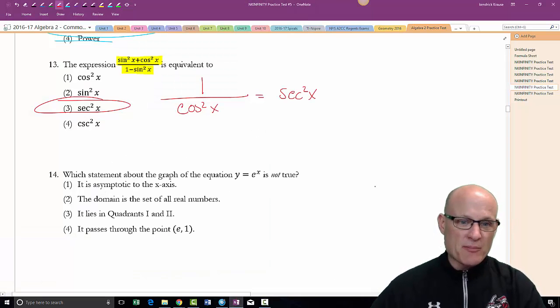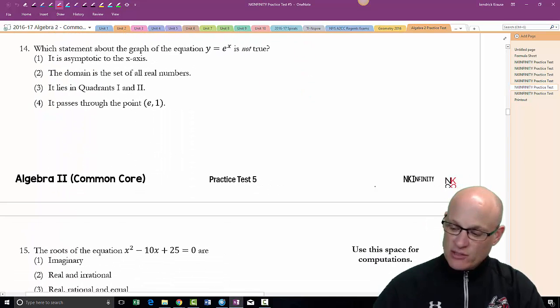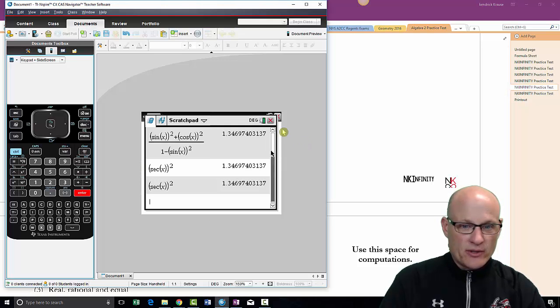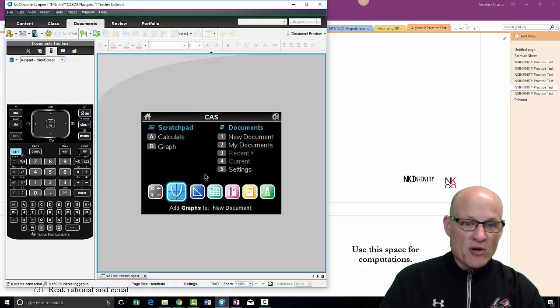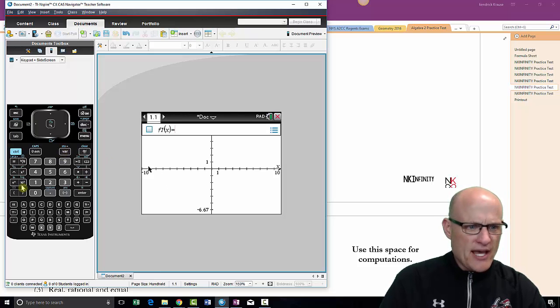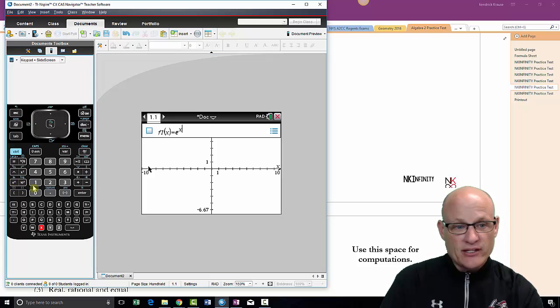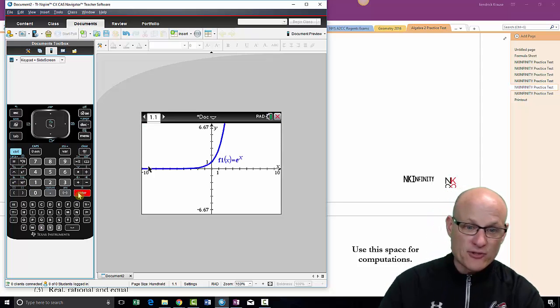Let's move on. Which statement about the graph of e to the x is not true? So some of you think that e is some nebulous, crazy thing we don't know what it is. It's not. We'll get rid of this. Always start with a fresh graph. You type in right over here. Do you see where my little shiny thing is, right over there off the left side? That's the E button. Click on that and then click on X. E to the X. Enter. That's what the E to the X graph looks like.